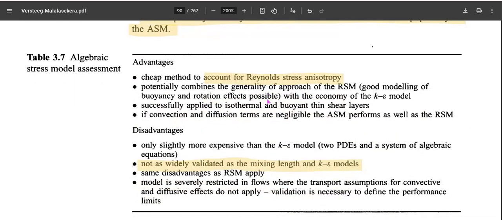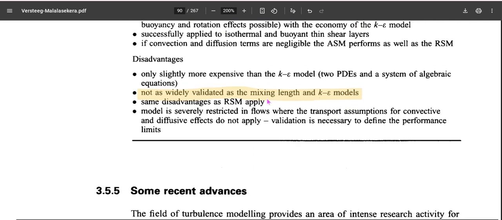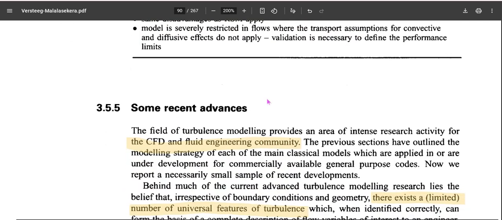The advantage is that it accounts for Reynolds stress anisotropy, but the disadvantage is that it is not widely validated, similar to the mixing length and k epsilon models. Also, the nonlinear version of the k epsilon model came into effect, which brings both anisotropy and a computationally feasible k epsilon model. So this is all about it.